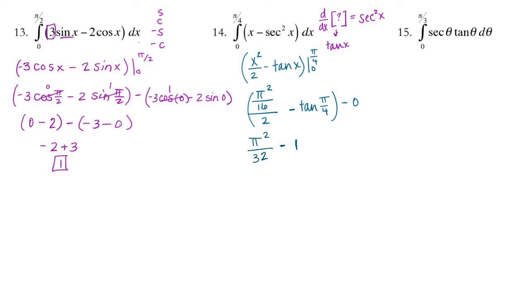So this is really going to be pi squared over 32 minus 1, and you know, you can leave it. Let's just leave it like this. This is how you would see it on a multiple choice anyway. So I wouldn't bother doing too much more with that.